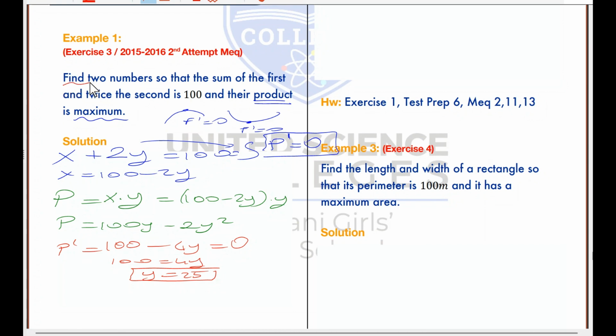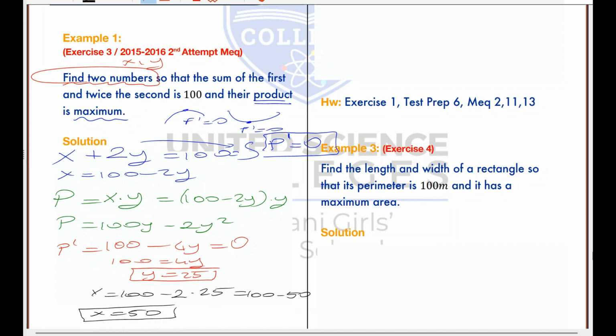I am looking for two numbers, which are x and y. I got y, now I'm going to find x. How do I find x? I know that x is 100 minus 2y, right? x is equal to 100 minus 2 times y, which is 25. 2 times 25 is 50. 100 minus 50 is 50. So I got my two numbers, one of which is 25, the other one is 50.